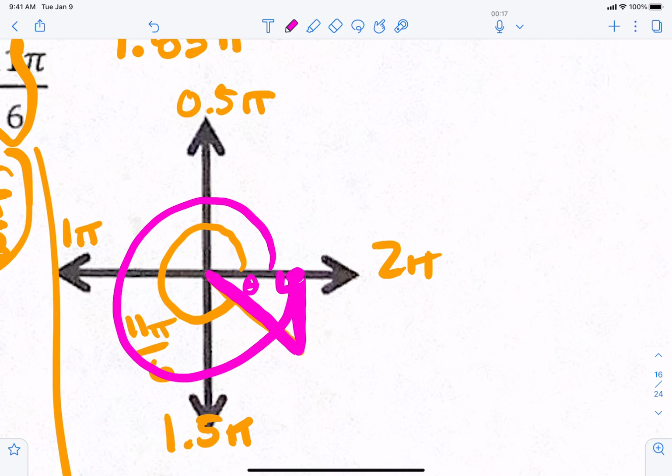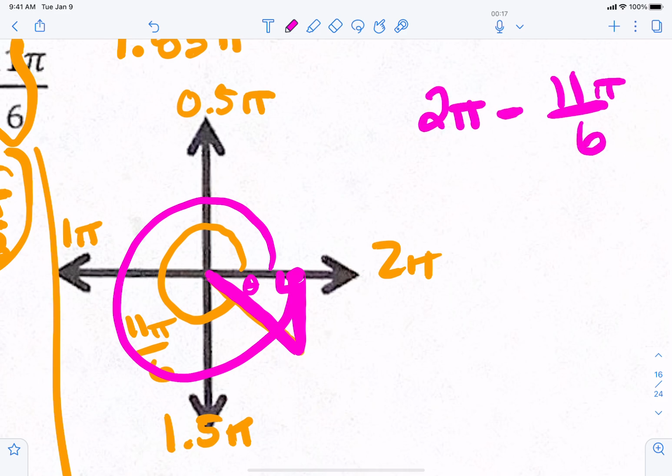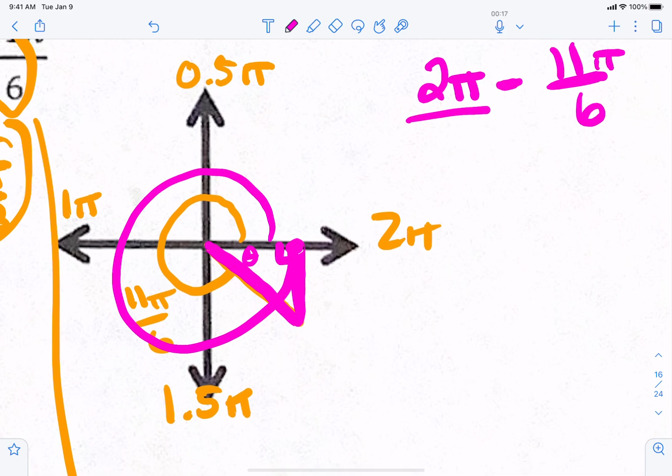Then from here to here is just 11 pi over 6. We're trying to find what this angle is, so we're going to subtract. 2 pi minus 11 pi over 6. And with a common denominator, 2 pi will become 12 pi over 6 minus 11 pi over 6. So the reference angle is pi over 6. That's my reference angle.